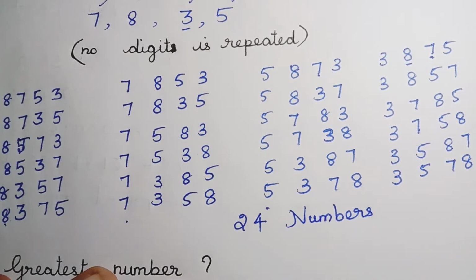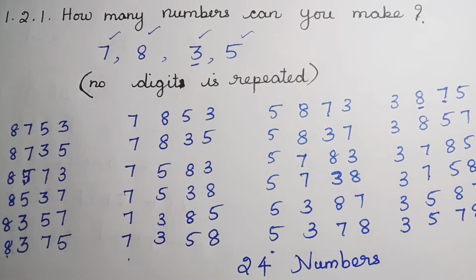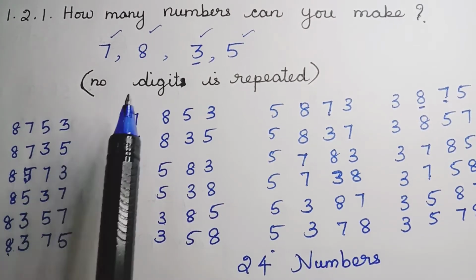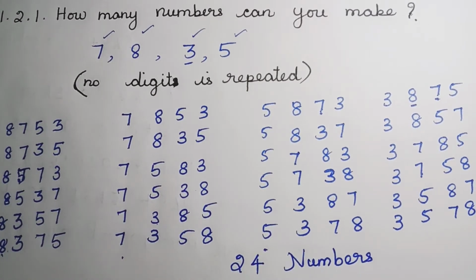So how many numbers can you make using these digits? 4 digits. Okay. The condition is given, no digits can be repeated. So when you are not repeating any digit and you have to find out how many possibilities of numbers you can make, these are the possibilities. The answer is 24. Okay.